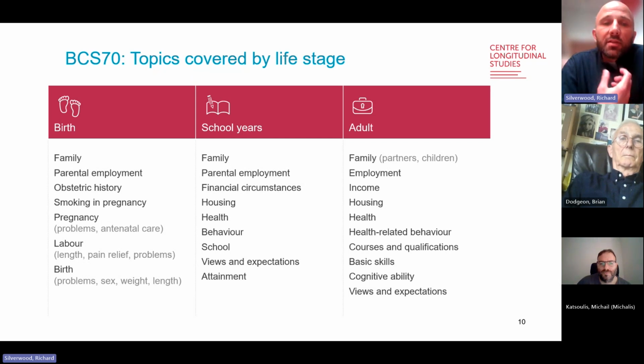In the school years, we thought more about the development of the child behaviorally, in terms of their health, how they're doing at school, their attainment, and their family life and the financial circumstances and housing of their family. In adulthood, this broadens to think about the family in a different way, in terms of partners and children, and then a lot more about those trajectories into employment, and then people's housing similarly. And as noted before, there have been lots of assessments of cognitive ability throughout the life of these cohort members.